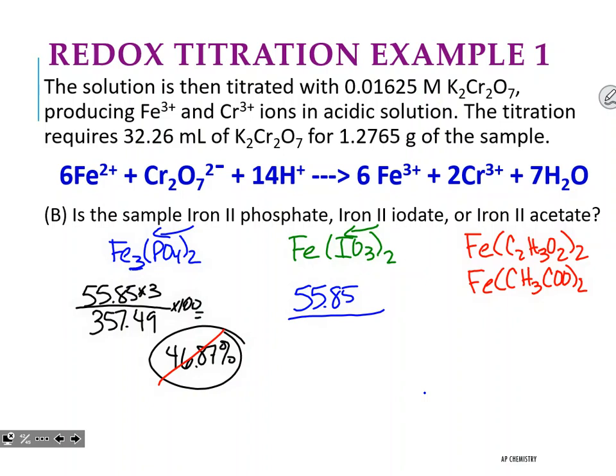Good question. Iodine is what, 126.9 times 2 plus 6 times 16 plus my iron. Are we getting 405.65? And this ends up being what? Oh, look at that, 13.77%. Might have a winner here.